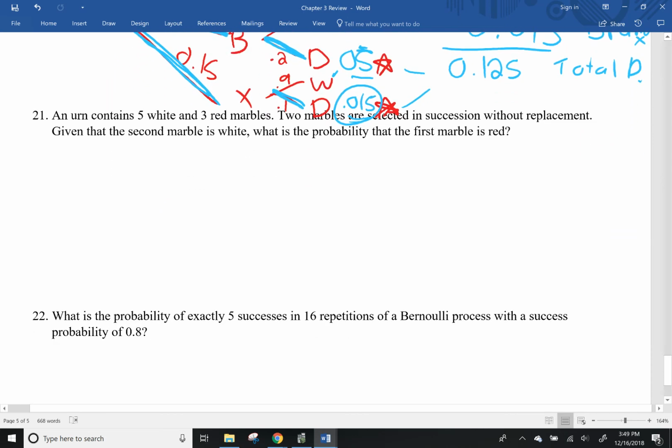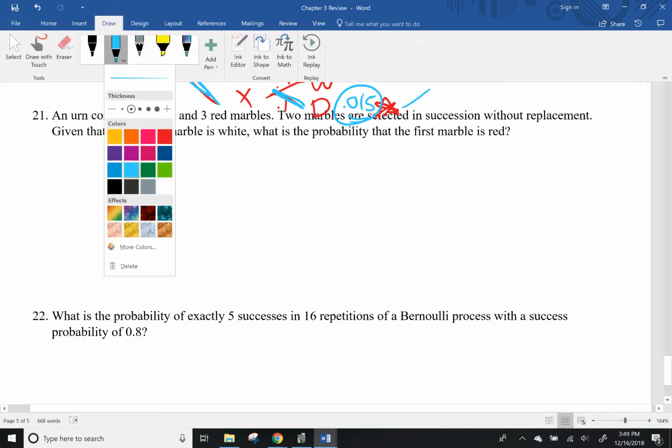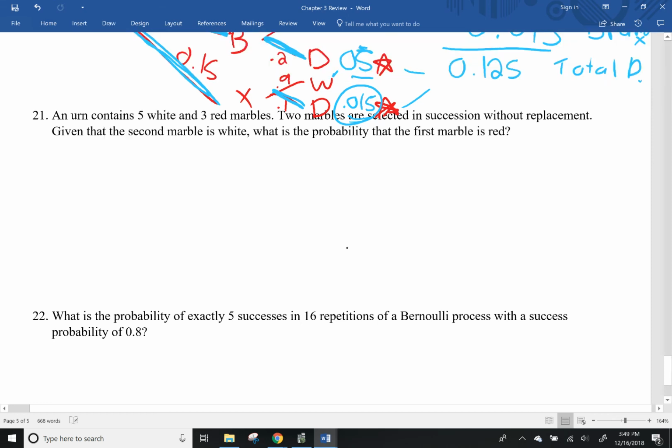An urn contains 5 white and 3 red marbles. 2 marbles are selected in succession without replacement. Given that the second marble is white, what is the probability that the first marble is red? So this is taking forever, by the way. So I'm going to draw another tree diagram for this.